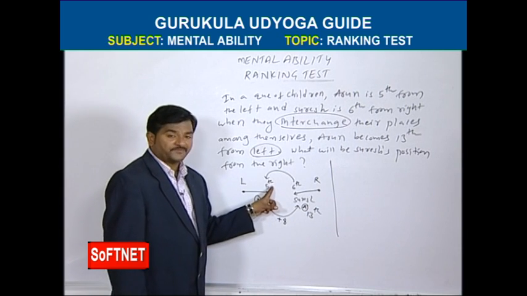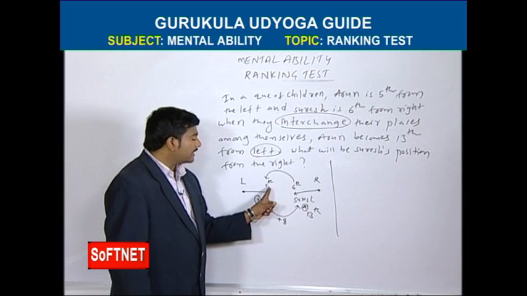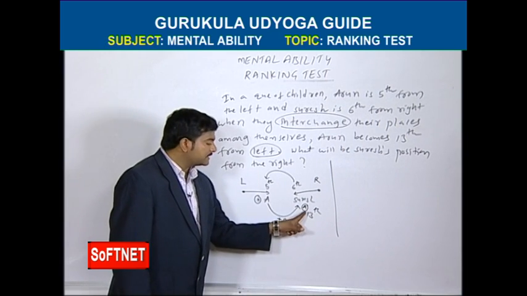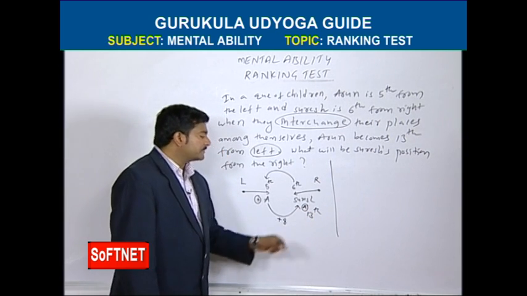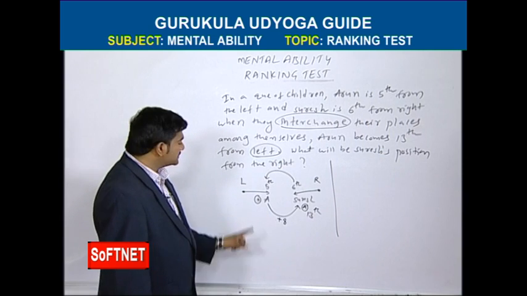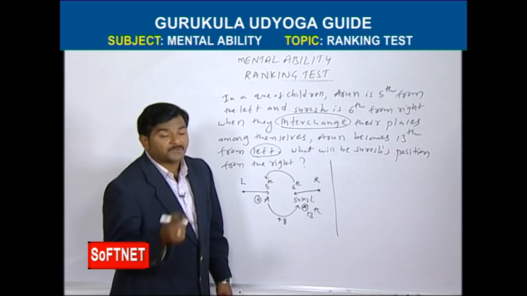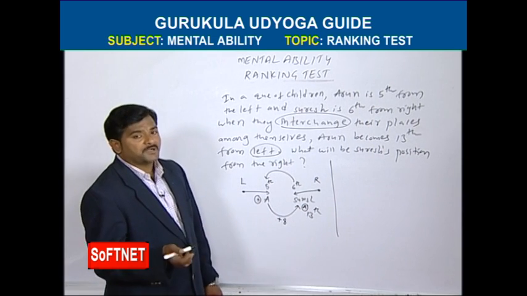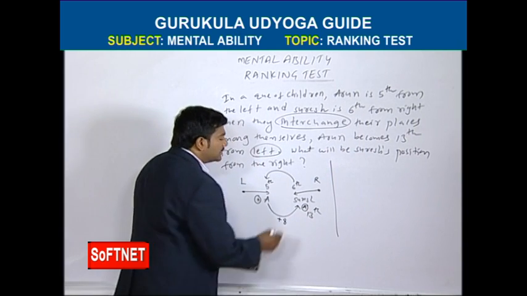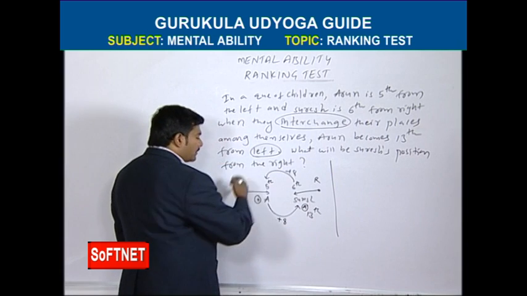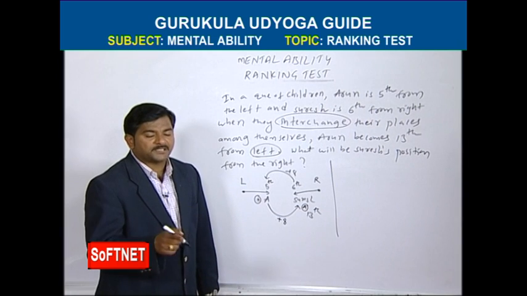How can we say? Earlier Arun was in 5th position. Now Arun is in 13th position from left. Simply, he moved 8 steps towards right. See, since they interchange among themselves, this person moves 8 places towards right, and similarly Suresh also moves 8 places towards left.